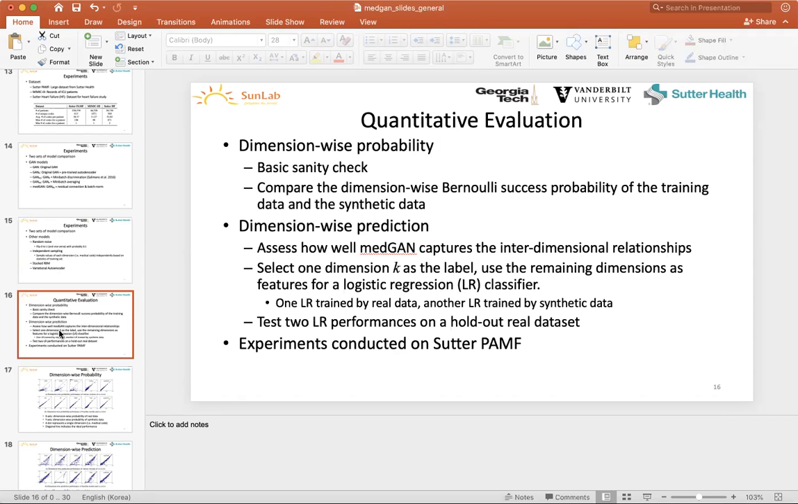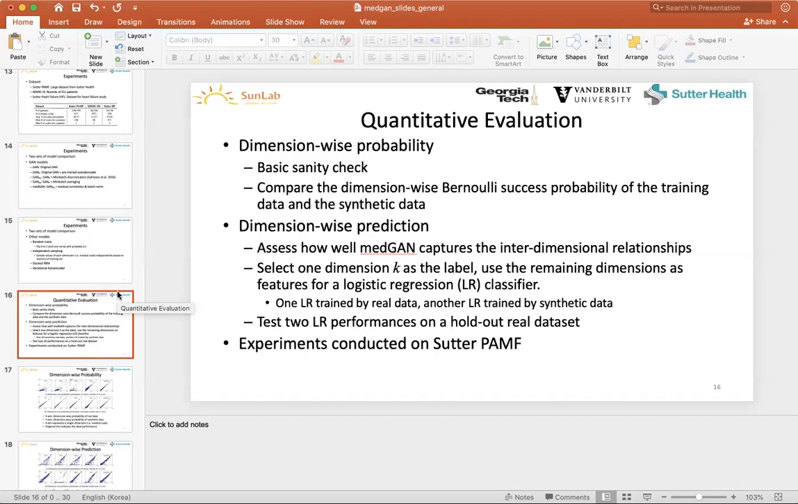So one is dimension-wise probability. It's just an independent sanity check, basically. You take one column at a time and calculate the occurrence probability. You do it for the real set of samples, and you do it for the set of fake or synthetic samples, and then you calculate the mean occurrence probability and basically compare it.